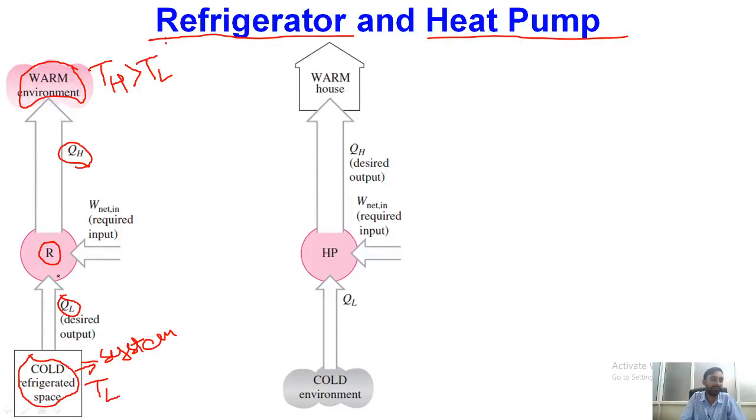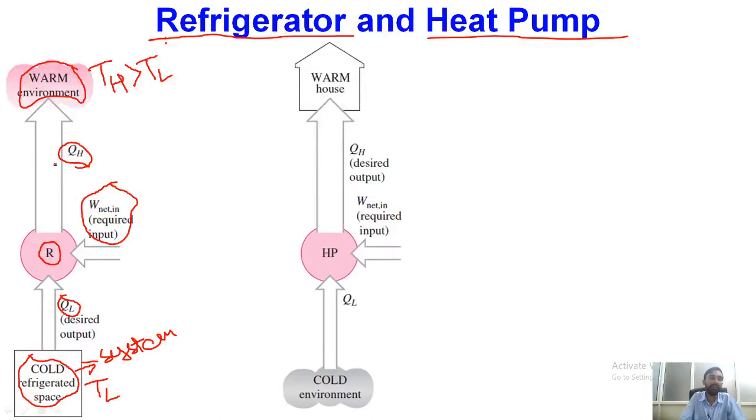Here, our refrigerator is taking heat from a low temperature system and transferring it to a high temperature reservoir. This process cannot be achieved spontaneously, or naturally. So that's why in our refrigerator, we have to give a certain amount of work input. We are supplying W amount of work. Now if we write the conservation of energy, the net work we are supplying will be equal to QH minus QL.